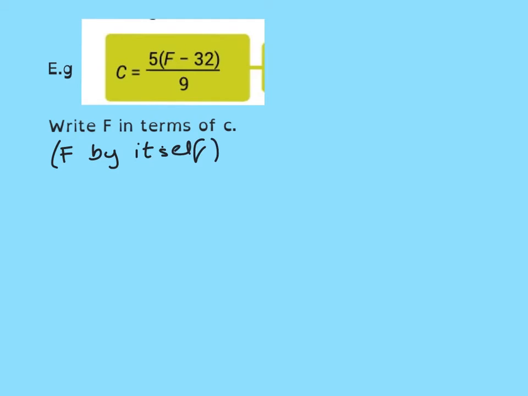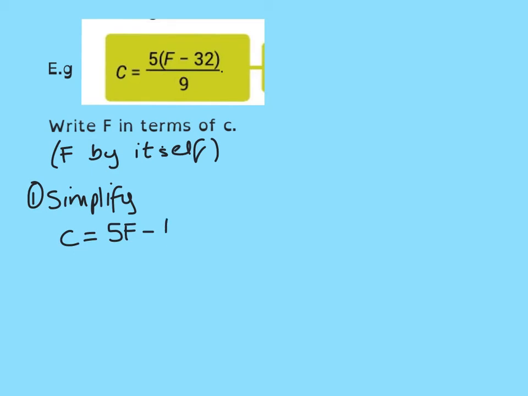Okay, so how would we go about doing this? First of all, with this, I would simplify anything I can. So we can see that we have brackets here. They're not ideal, so we want to get rid of those brackets. So the first thing I would do here is I would say C is equal to 5F minus 32 by 5.